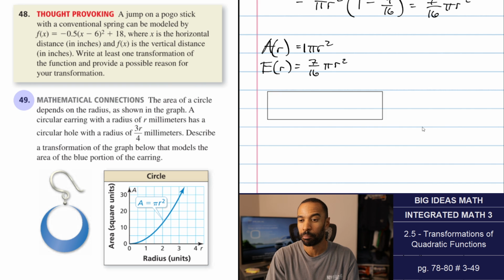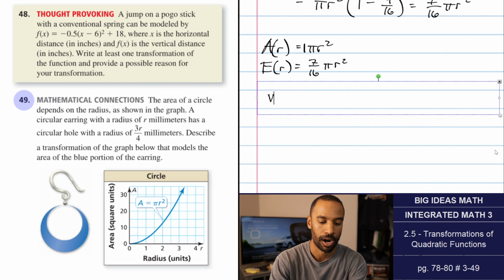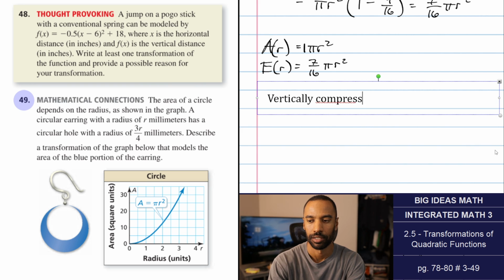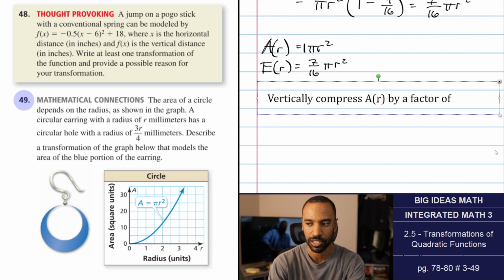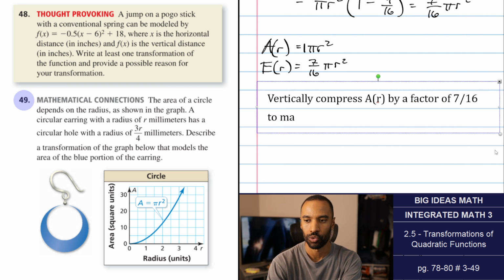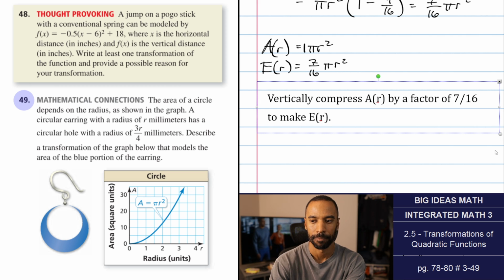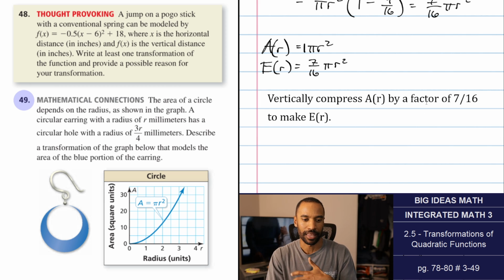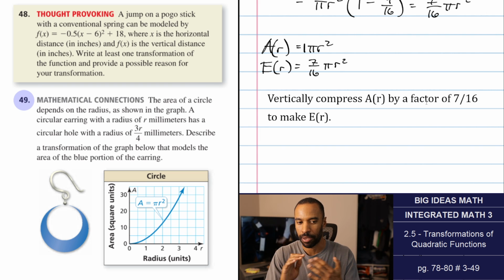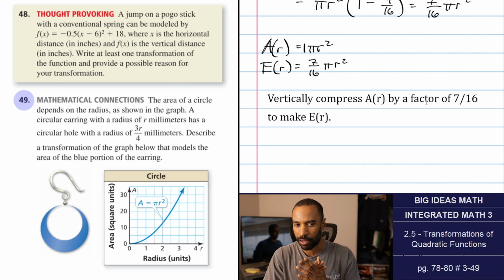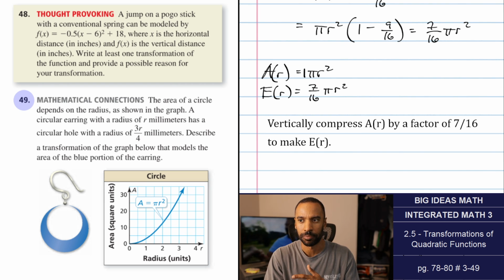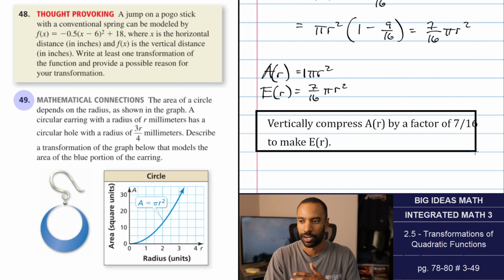You have to vertically compress a sub r by a factor, stretch factor, or by a factor of 7/16 to make e sub r. That's the transformation that we apply to that. It's just going to be a smaller thing in area compared to the other one that we have. I hope I did that right. That's my idea for it, and I'm sticking to it. That'll be my final answer for that there.